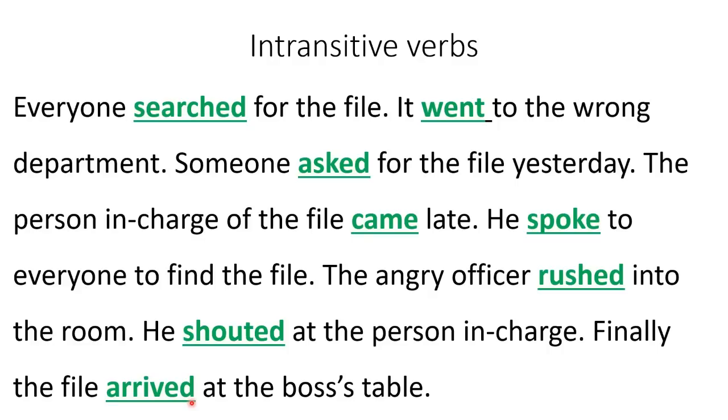Finally, the file arrived. Again, an intransitive verb. You cannot say file arrived the boss's table. You have to put a preposition, and that preposition is at. So in this way, intransitive verbs do not have a noun following them. If you want to add a noun, you need a preposition in order to put it behind the preposition.